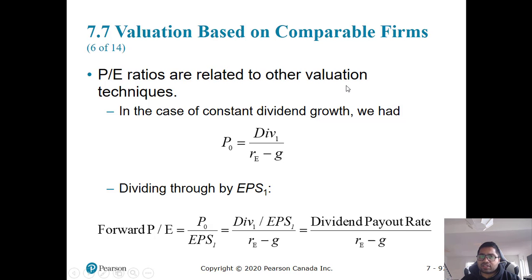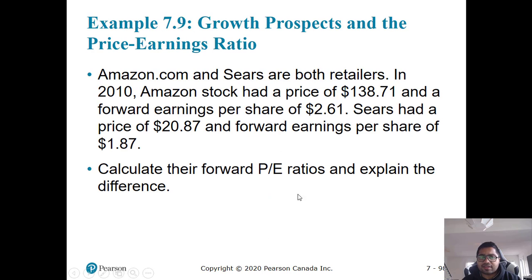PE ratios are related to other valuation techniques. In the case of the constant dividend model, we had dividend divided by R minus G. We can divide it by EPS. So forward PE equals price by earnings, where price is given by D1 divided by R minus G. So forward PE also equals dividend payout rate divided by cost of equity minus growth rate. So this is a theoretical way of calculating forward PE: whatever dividend payout rate is there, divided by R minus G.